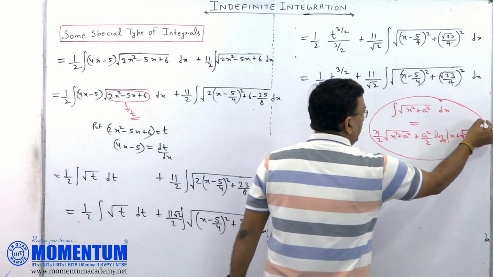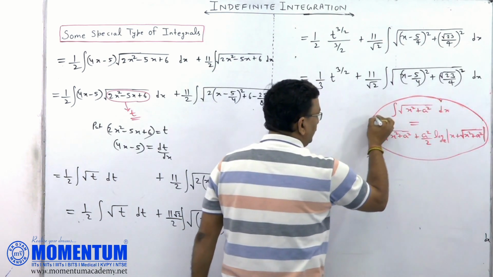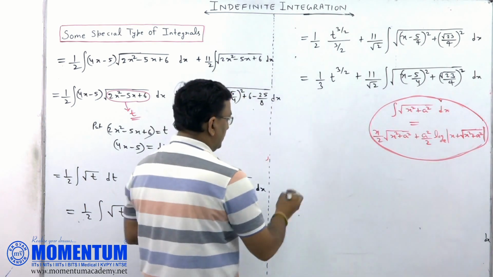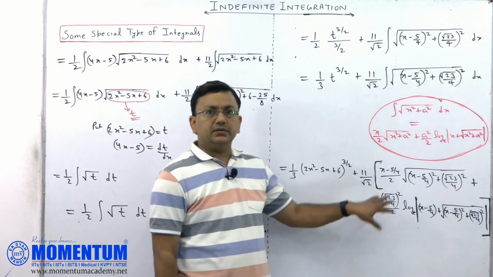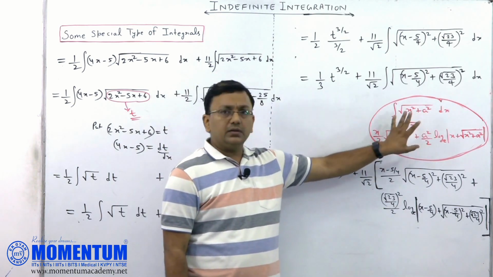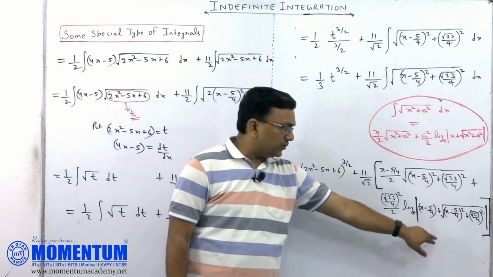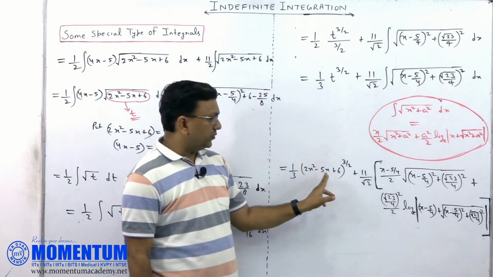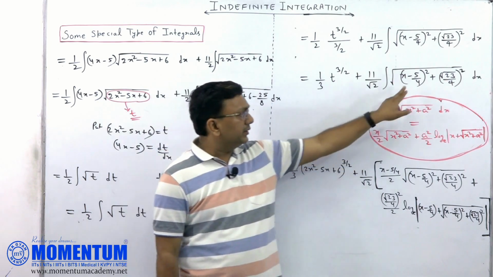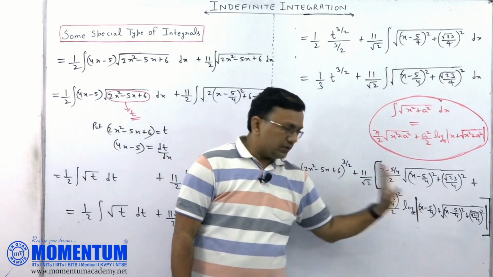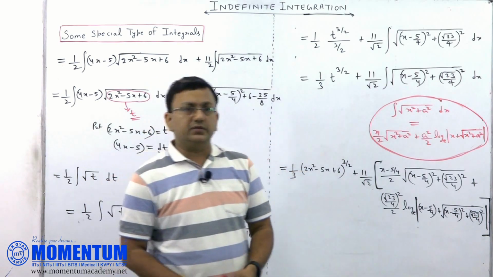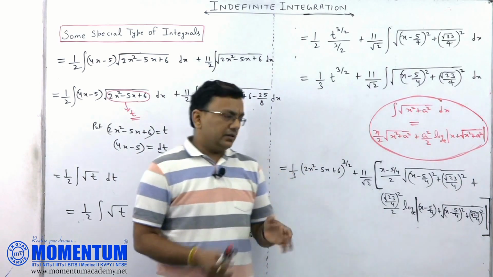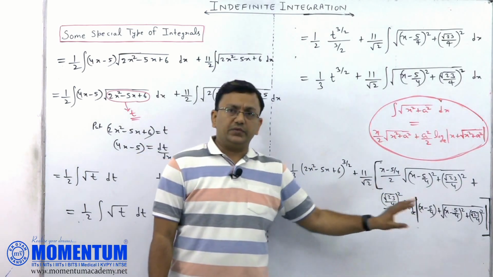Now I'm going to use this standard formula here. So now we have this final answer using the formula integration of root over x square plus a square. Here in place of t, quadratic 2x square minus 5x plus 6, and here I have applied the formula. So now in this way, this is our final answer. In books, in answer key, there may be further simplification.